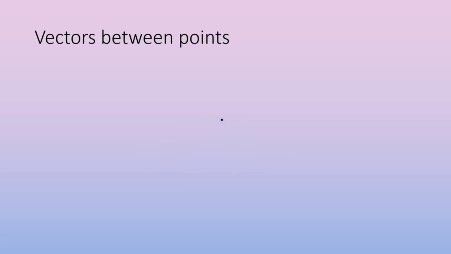Suppose we had two points, point A and point B, and some point of reference called 0. Then we can represent the vector between 0 and A as vector A, and the vector between 0 and B as B. If we start at point 0 and add vector A and vector B, and then we also add negative vector A, that would bring us to point B.